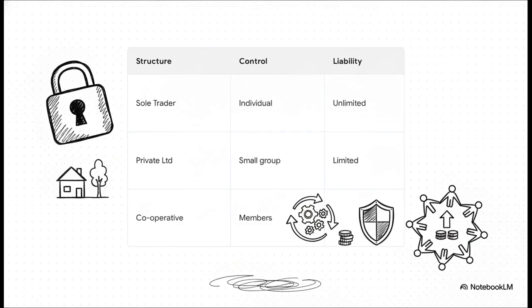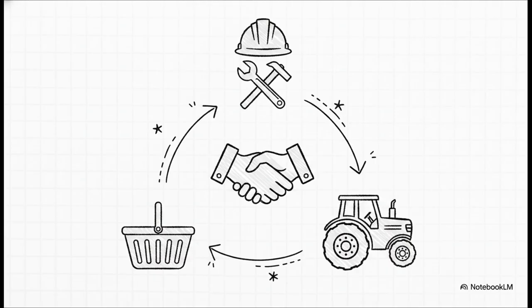A sole trader maintains absolute control, but usually operates on a pretty limited scale. A private limited company, or LTD, keeps control within a restricted group of shareholders while enjoying that vital limited liability shield. And then we have cooperatives, which are distinctly owned by their members, meaning the profits are actively shared right among them. Let's look a bit closer at those cooperatives.